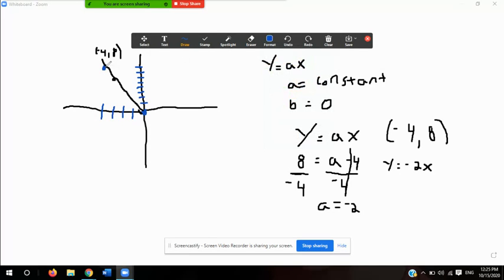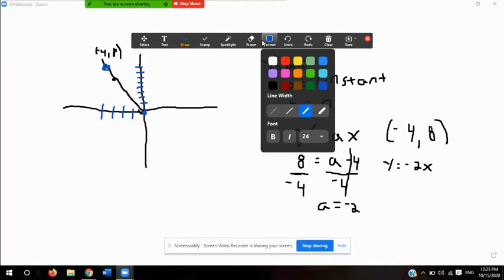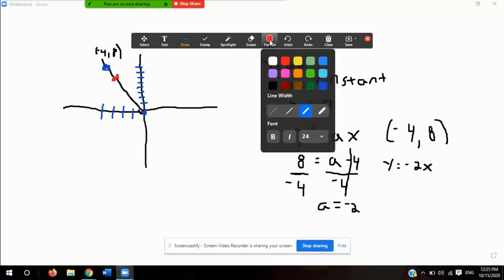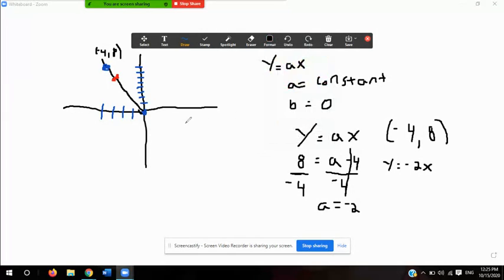So technically this is where my negative 4 and 8 point is. And let me color this one in red so you guys have an idea. And this is where my other ordered pair is, more or less. And then I just graph it, right? It looks like I have the colors of the rainbow.